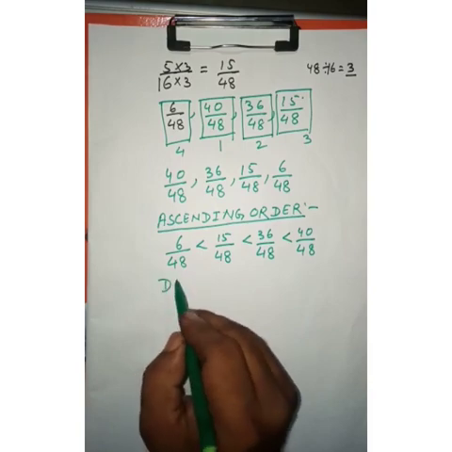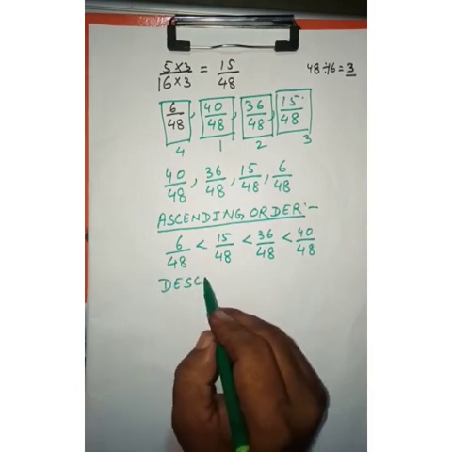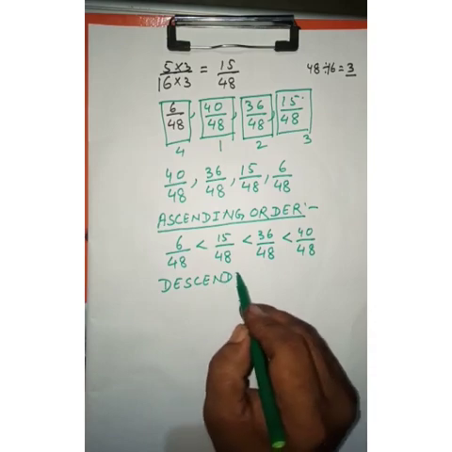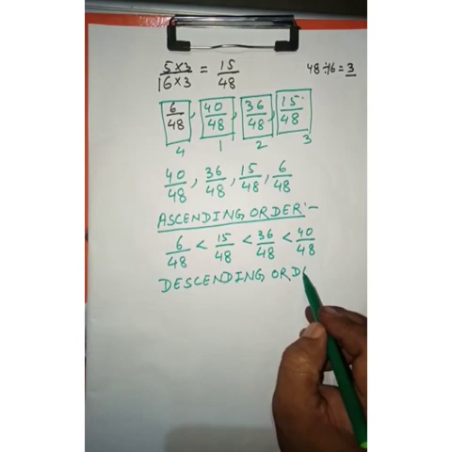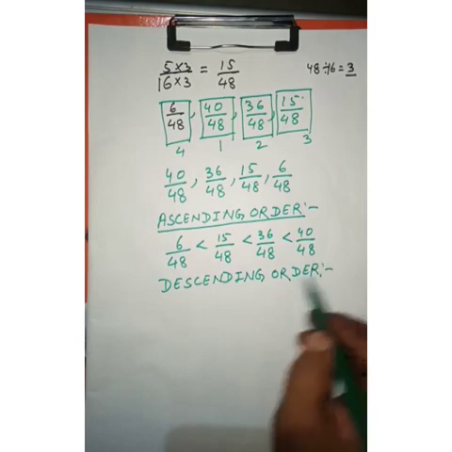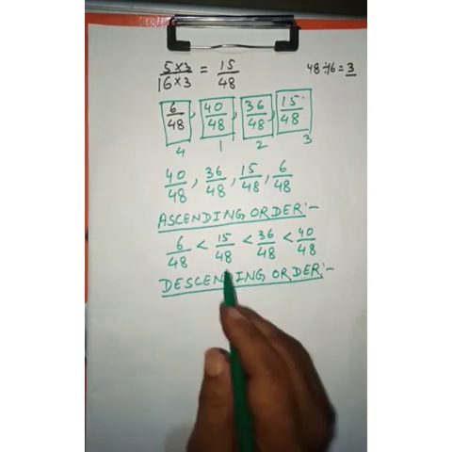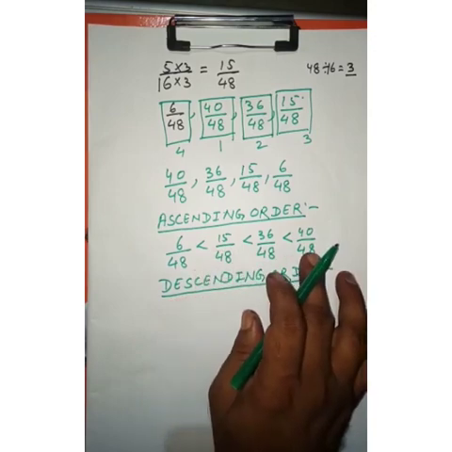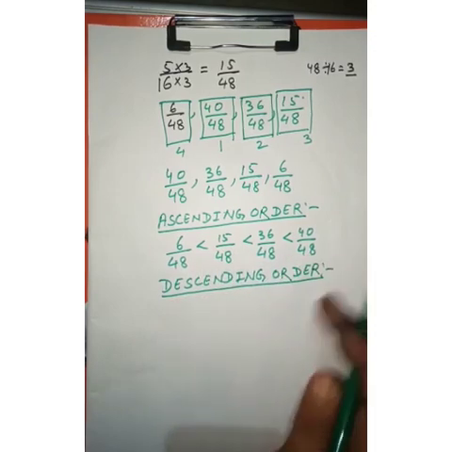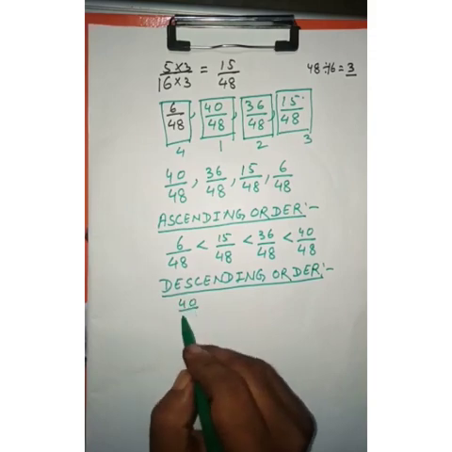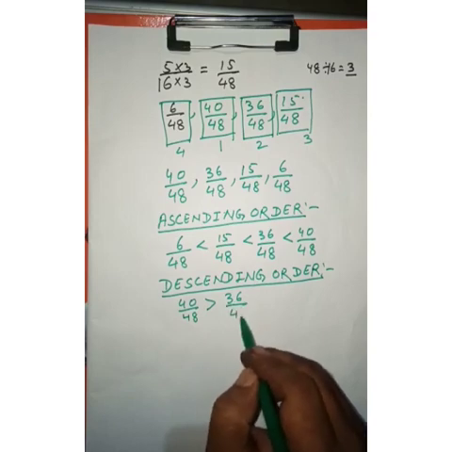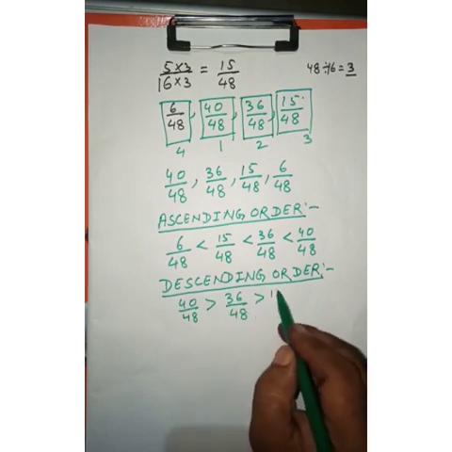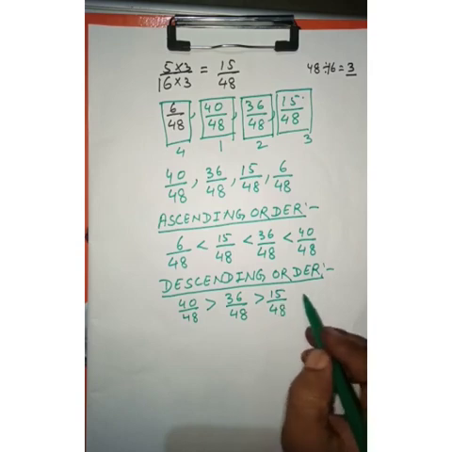Now in descending order, from big to small, means the reverse of these fractions. Okay, the reverse of ascending order, that is 40 by 48 is a greater fraction than 36 upon 48, then 15 upon 48, then 6 upon 48.